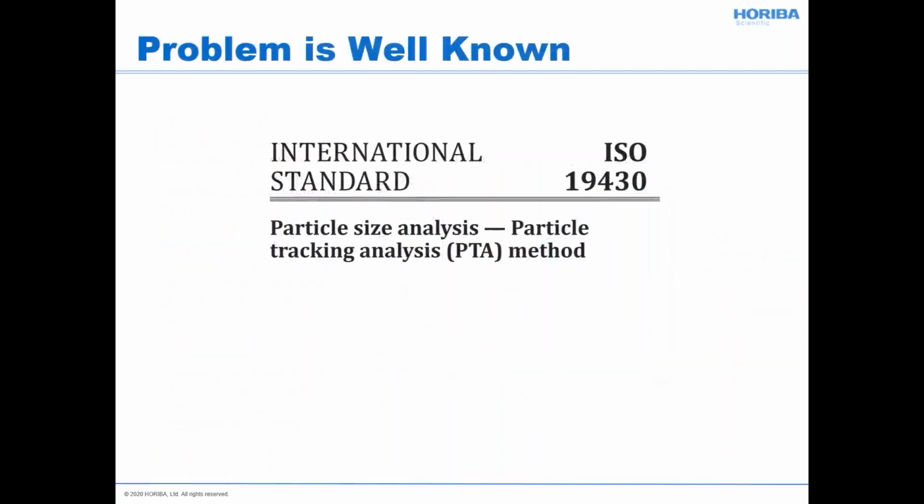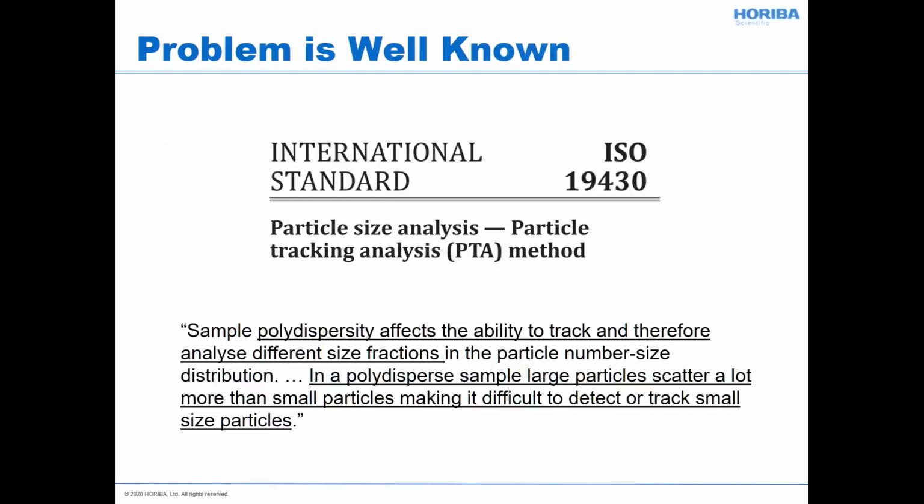It's a well-known issue. If you look at ISO 19430, you can see that they write, polydispersity affects the ability to track and therefore analyze different size fractions. In a polydispersed sample, large particles scatter a lot more, making it difficult to detect or track small size particles. This is the ISO standard for particle size analysis. ISO calls it particle tracking analysis, but many people call it nanoparticle tracking analysis to clarify that it's most commonly used with nanoparticles, but doesn't have to be.